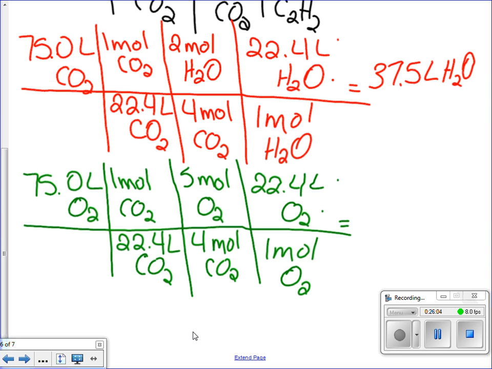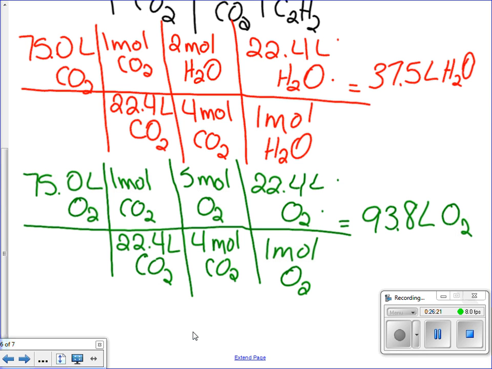So now I can multiply across the top, get an answer. Multiply across the bottom, get an answer. And divide the two values. And you should get 93.8 liters of oxygen gas.